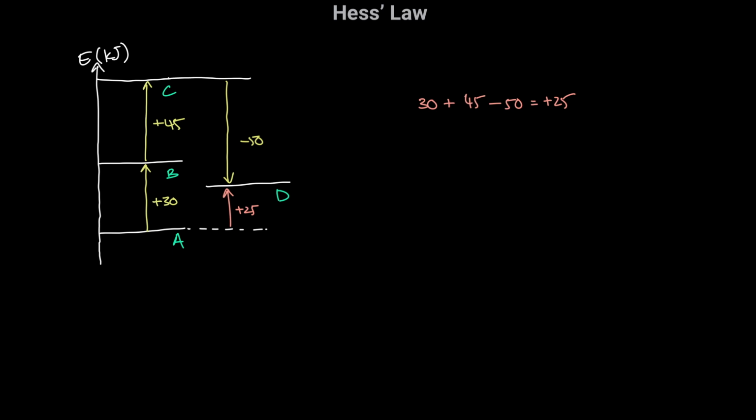What Hess's law says is that the enthalpy change for a reaction doesn't depend on how many steps you take to make that product. So you can start with A, convert it to B, convert it to C, and then convert it to D, or you can start with A and directly convert it into D. The enthalpy change will be the same as long as your initial conditions and your final conditions are the same.